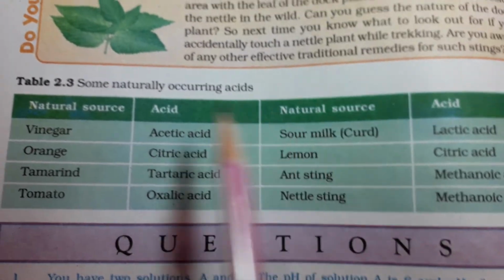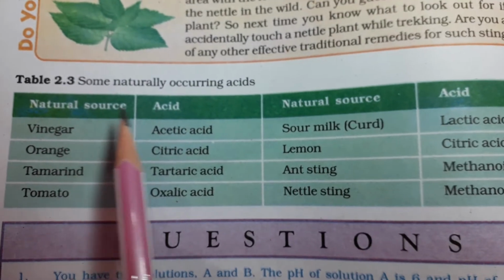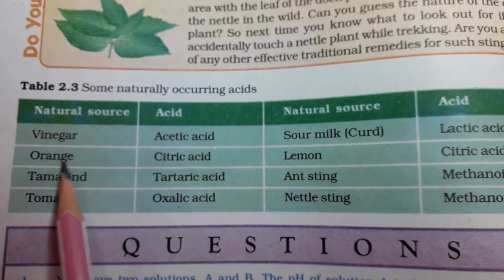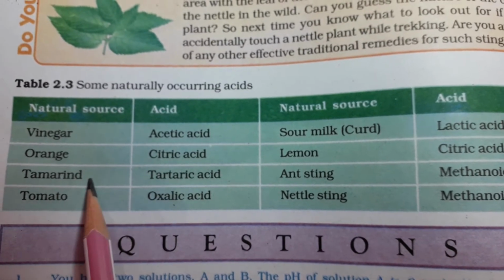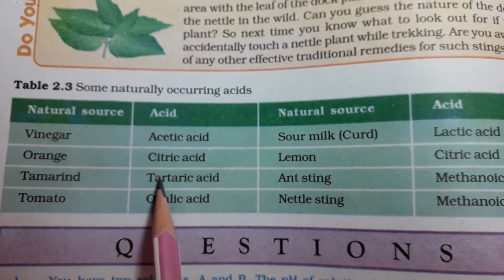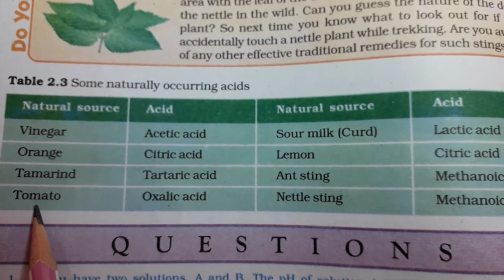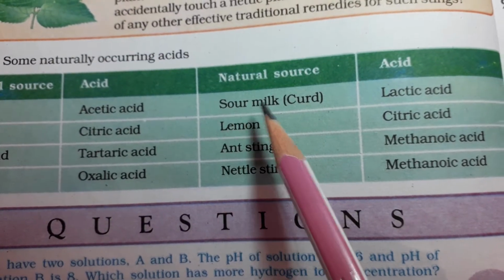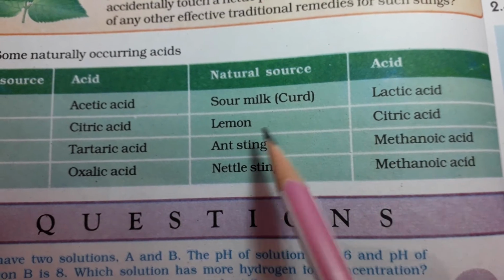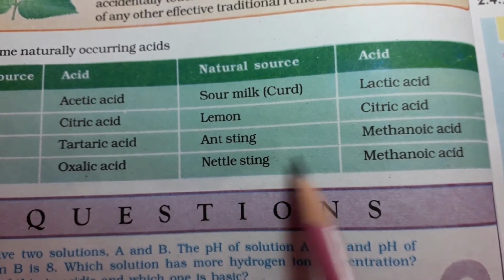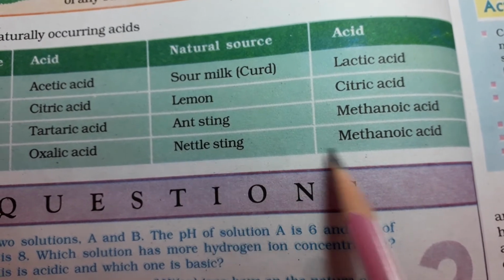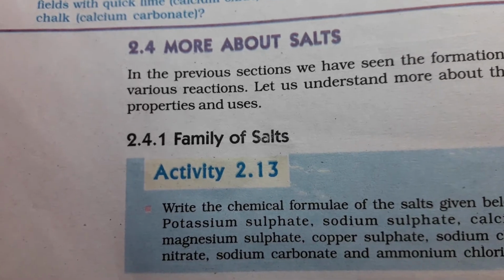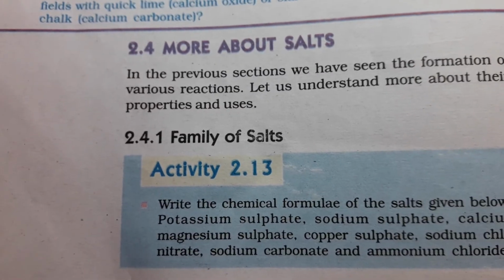Here in this table 2.3 you can see some natural sources of acids. Vinegar contains acetic acid, orange contains citric acid, tamarind, which we call imli, contains tartaric acid, tomato contains oxalic acid. In the same way, sour milk or curd has lactic acid, lemon has citric acid, ant sting has methanoic acid, and nettle sting also has methanoic acid. Now in the next section we will study more about salts.